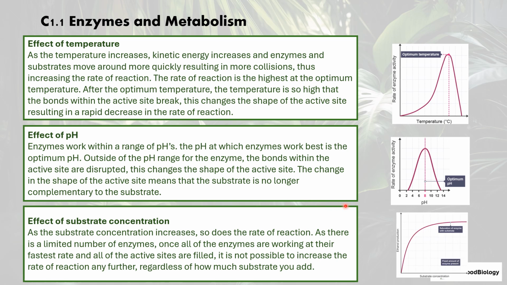We've also got the effect of substrate concentration. So as the substrate concentration increases, so does the rate of reaction. But because there's a limited number of enzymes, once the enzymes are all working at their optimum and fastest rate, all of the active sites are filled, it doesn't matter how much more substrate you throw at that enzyme. All of the enzymes within the solution, let's say there's 100 of them, are working at their optimum, at their maximum rate. So they cannot work any faster regardless of how much substrate you add in there. So that's why we have a plateau within that graph.